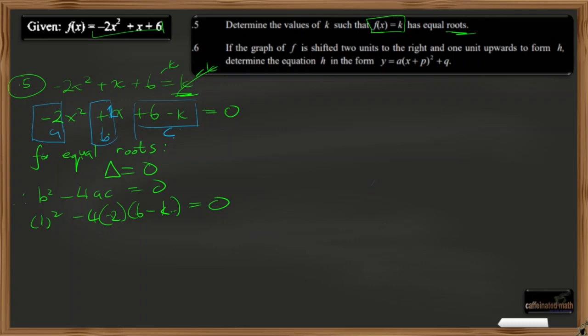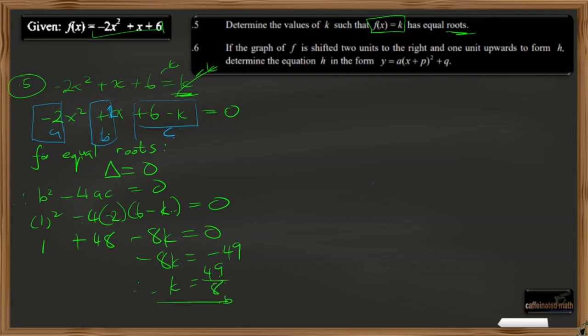So that's equal to 1, well, minus 4 times minus 2 times 6, that just gives us positive 48, and then minus 4 times minus 2 is 8, times negative k gives us minus 8k, and that's all equal to 0. Therefore minus 8k is equal to minus 49. Therefore k is just going to be equal to 49 over 8.